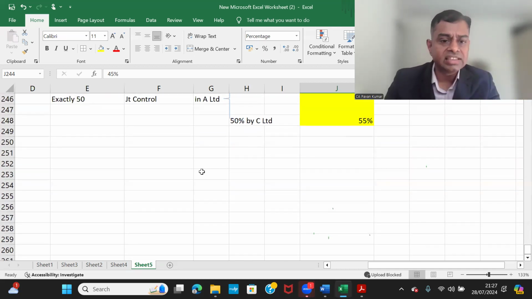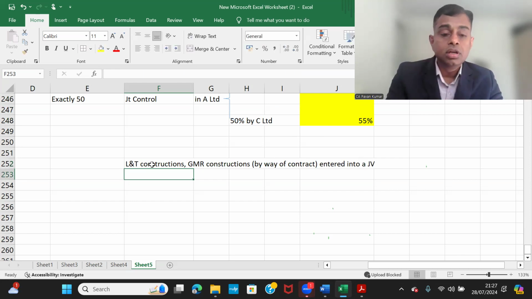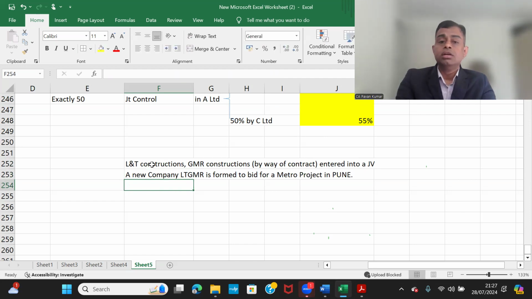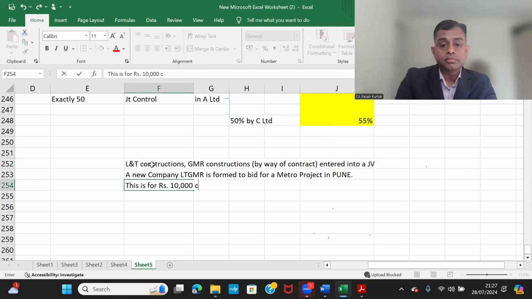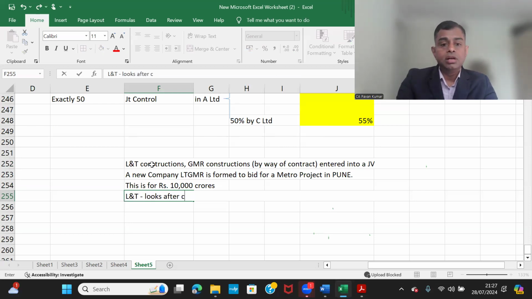For example, I'll give you a classic example. L&T Constructions, GMR Constructions, by way of a contract, entered into a joint venture. A new company, LTGMR, is formed to bid for a flyover or a metro project in Pune. This is for rupees 10,000 crores. L&T looks after planning and construction, GMR labor supply and supervision.